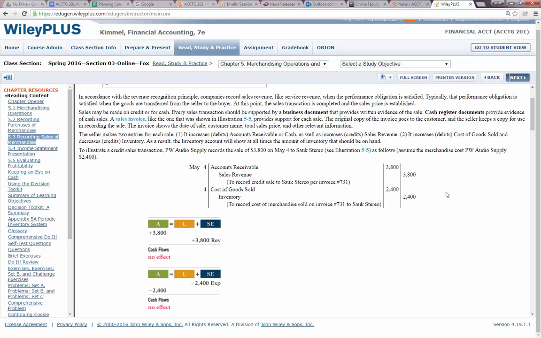That's at your cost. So there's always a revenue and an expense. The revenue is at your sales price, the expense is at your cost, and then the change to the inventory. So make sure you're very comfortable with this concept of how the transaction works when a merchandiser sells something.